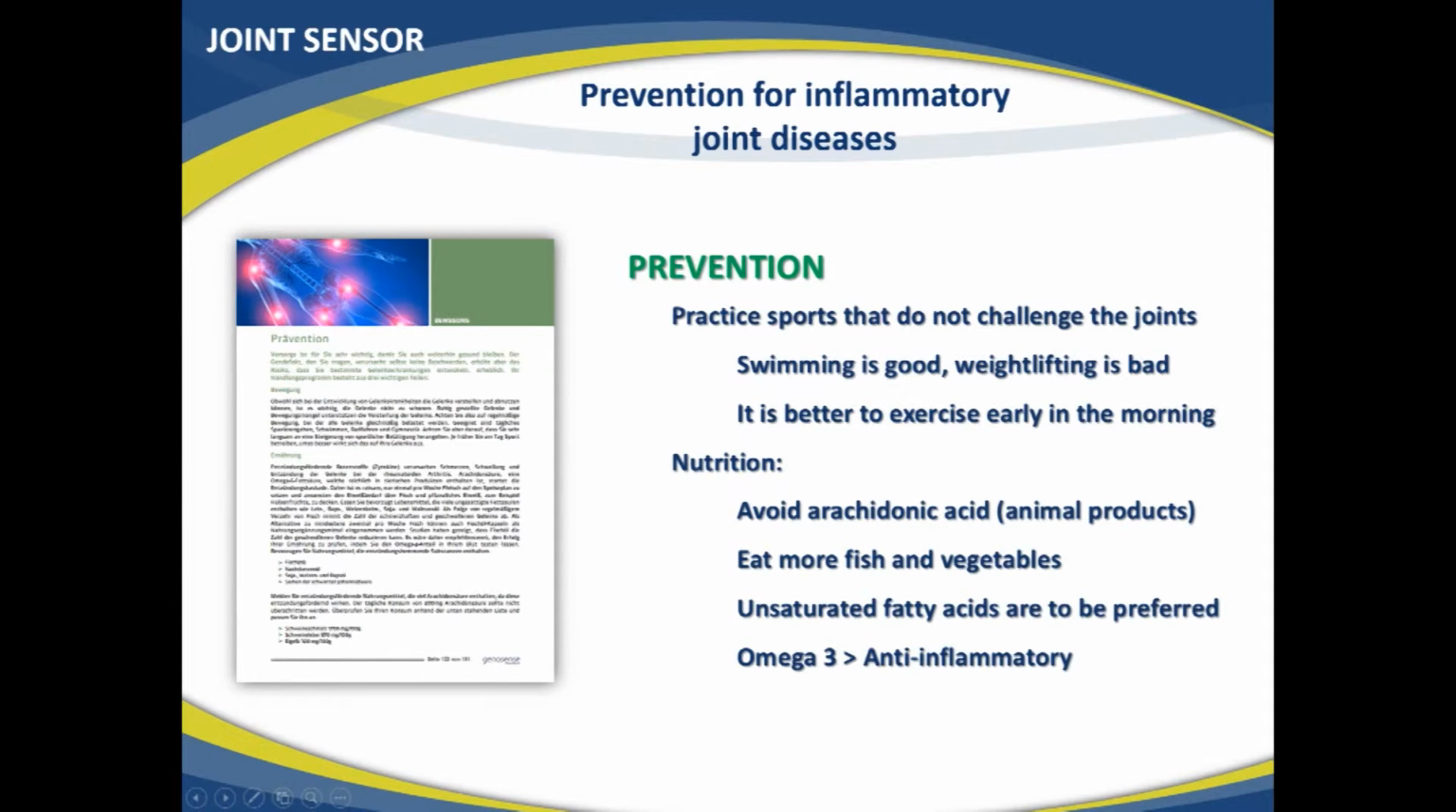Alright, unsaturated fatty acids are to be preferred, and omega-3, as I said, is anti-inflammatory. So nutrition will be adapted, and this is part of the nutrition sensor. So if you have a high risk, the nutrition sensor will really help you choose foods which contain low amounts of the bad stuff and large amounts of the good substances that improve your immune system.